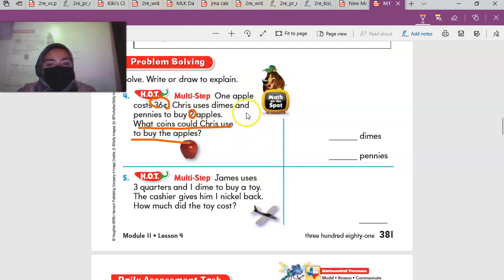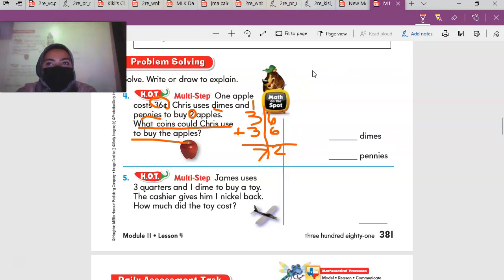Our first step is to add 36 plus 36 to see how much 2 apples will cost him. That's easy to add because this is doubles facts. 6 plus 6 is 12. 2 stays here, the 1 goes upstairs. 3 plus 3 is 6 plus 1 is 7, so 72. So the 2 apples will cost 72 cents. He only uses dimes and pennies. What coins could he use? 72 cents using only dimes and pennies.